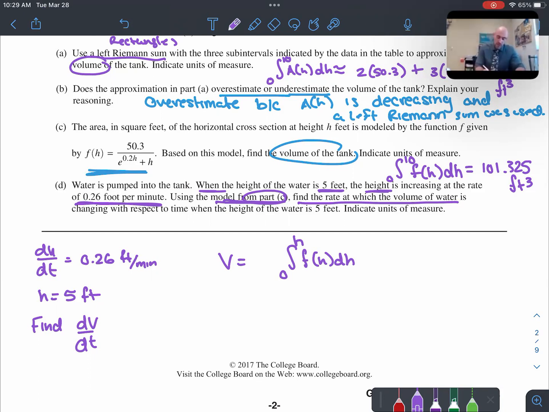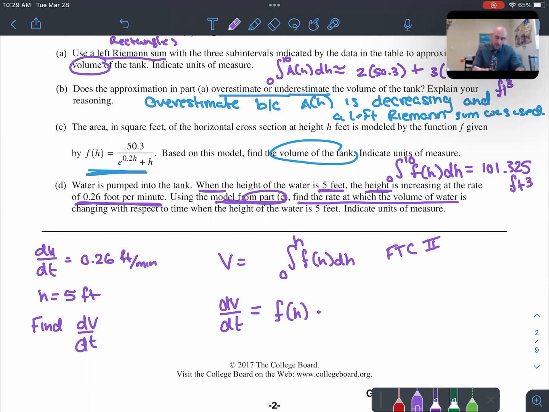So let's now take the derivative. And when we take the derivative, we get dV over dt equals, well, here's the thing. You take the derivative of an integral. We're going to use a little fundamental theorem of calculus part 2, my favorite. And when we do that, we plug in the h, which gives us just f of h times the derivative of h, which is 1, minus f of 0 times derivative of 0, which is 0. So it's really just going to give us f of h.